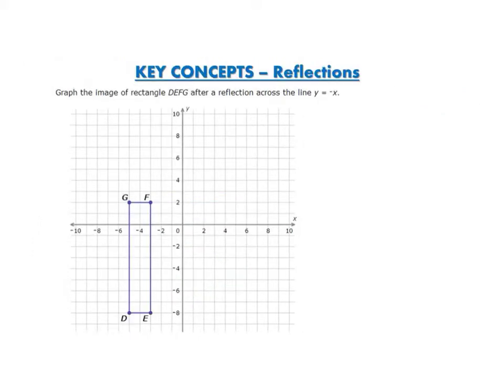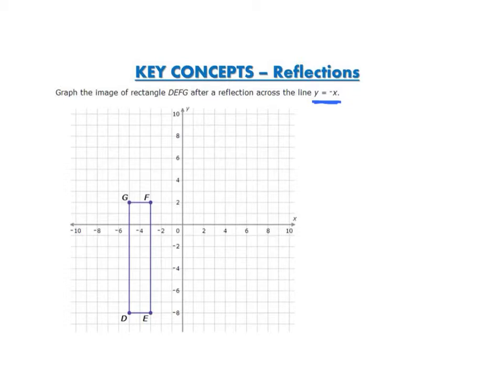The next one says to reflect across a line y equals negative x. In this case, we have to find where the points are. Then we are going to change the points, make x, y into y, x, and change the signs. I'll show you what I mean.